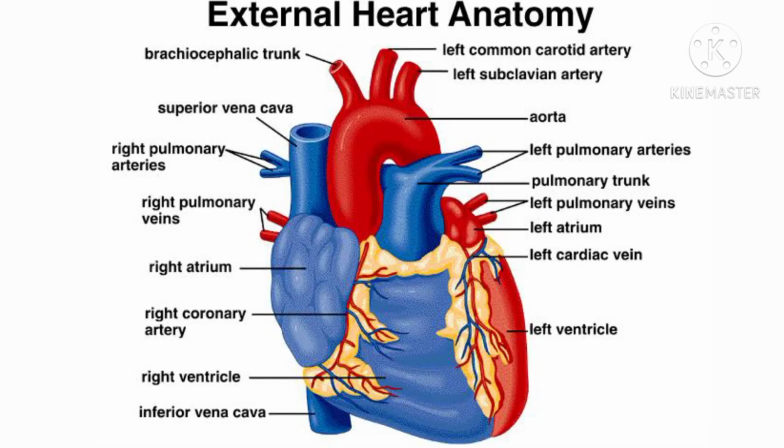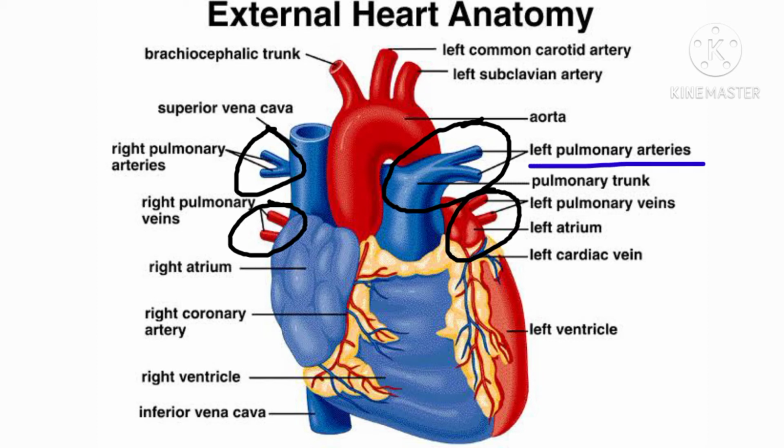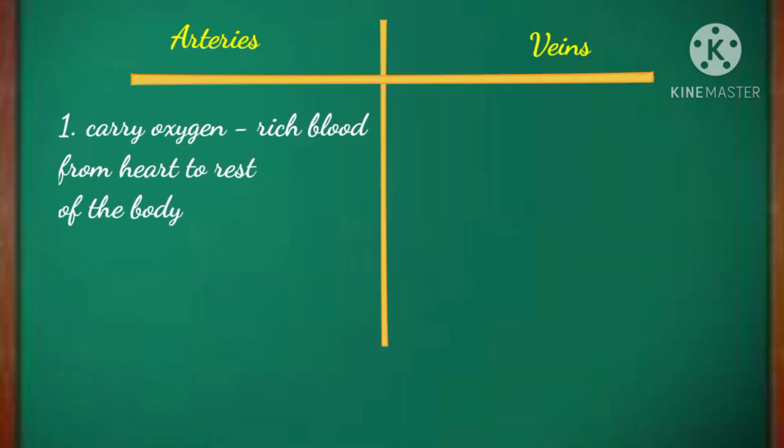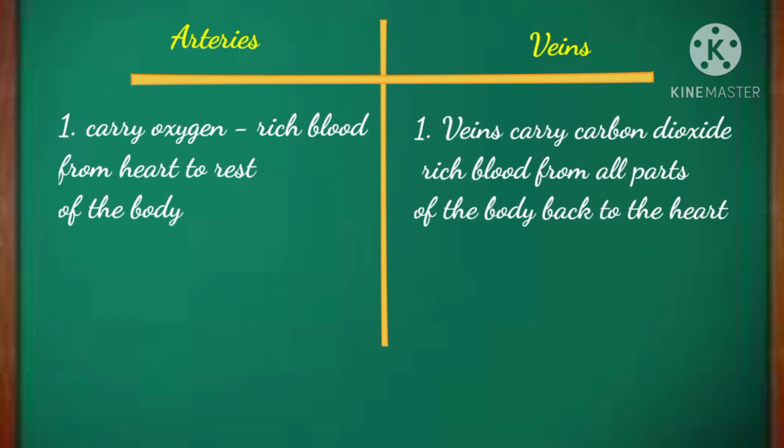And the blood travels to all parts of the body through a network of blood vessels called arteries and veins. Among these, the arteries carry oxygen-rich blood from the heart to the rest of the body, while on the other hand, the veins carry carbon dioxide-rich blood from all the parts of the body back to the heart.